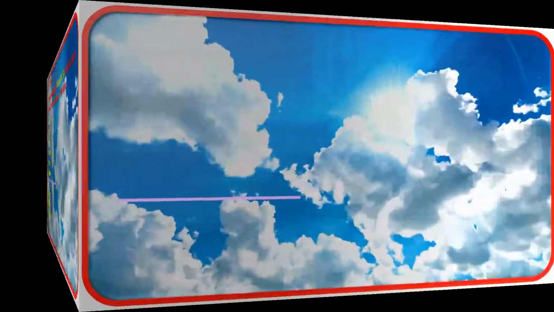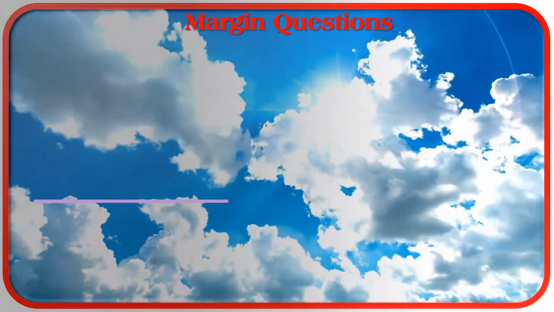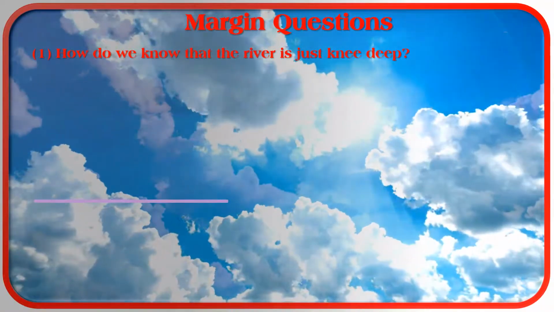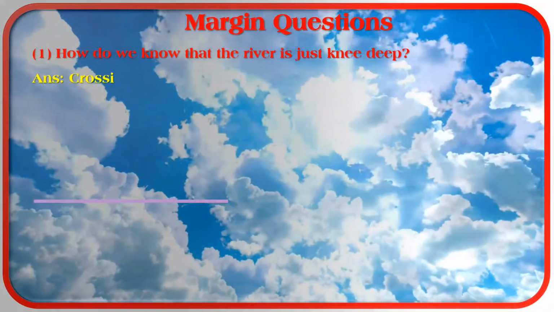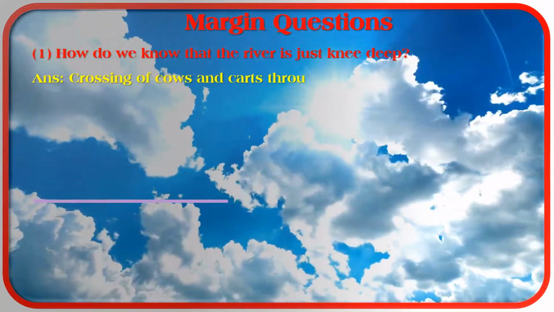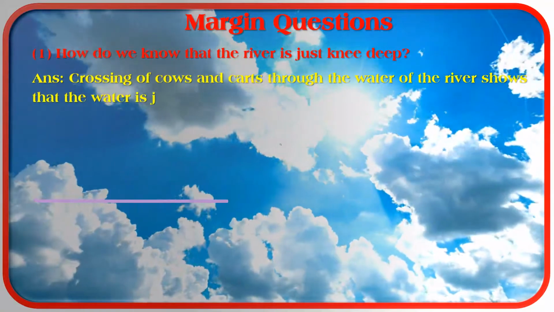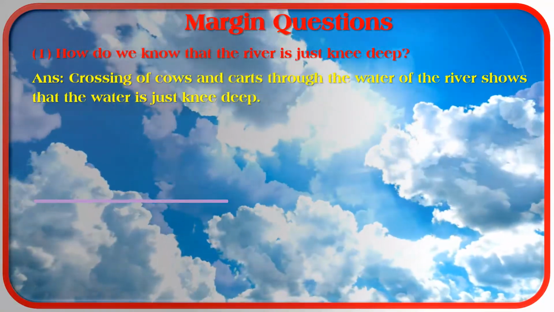Margin questions. Question number 1. How do we know that the river is just knee deep? Answer. Crossing of cows and carts through the water of the river shows that the water is just knee deep.